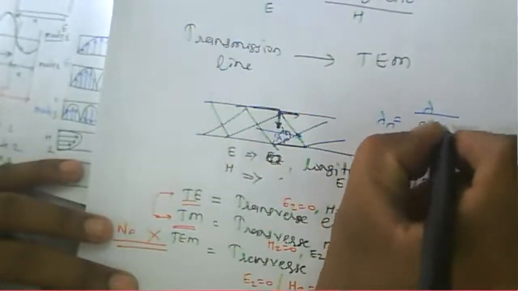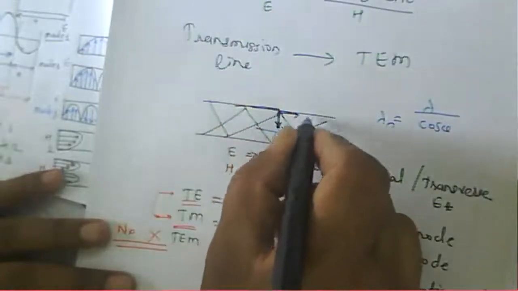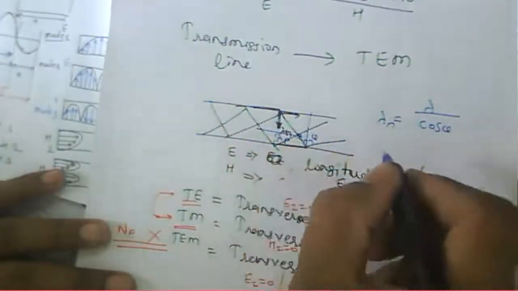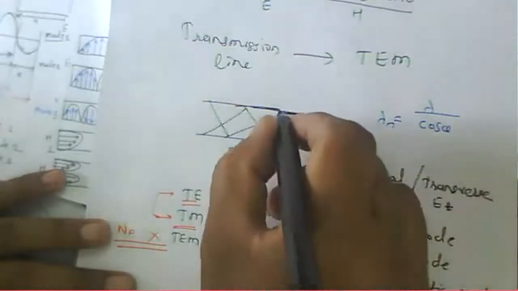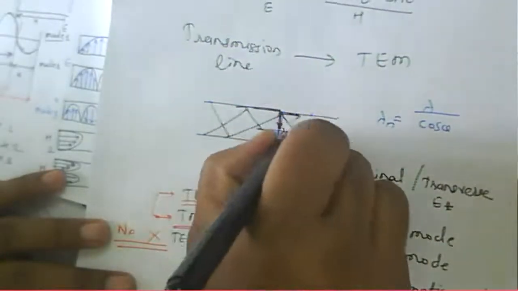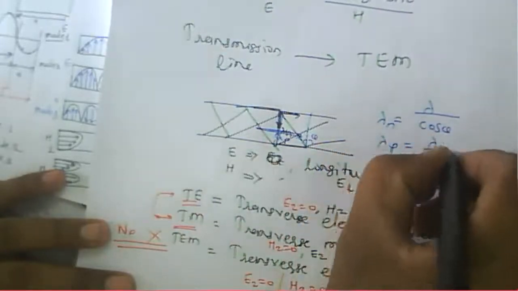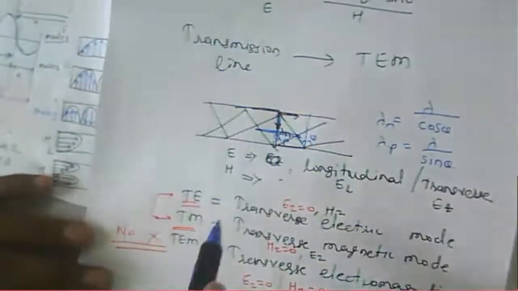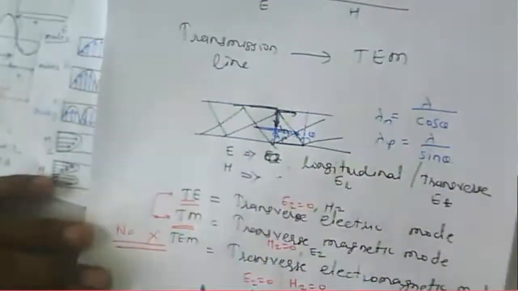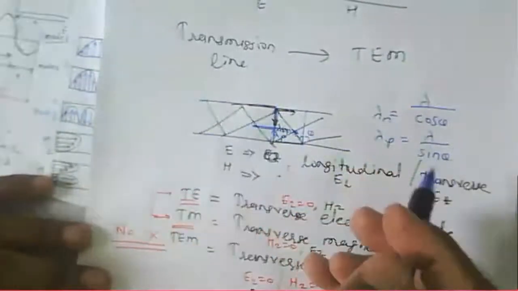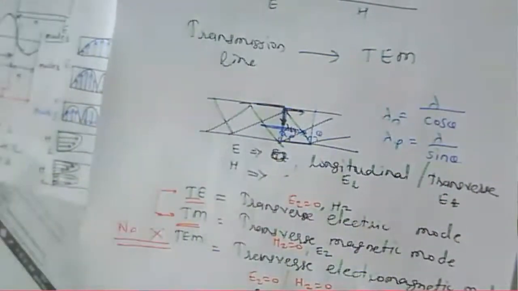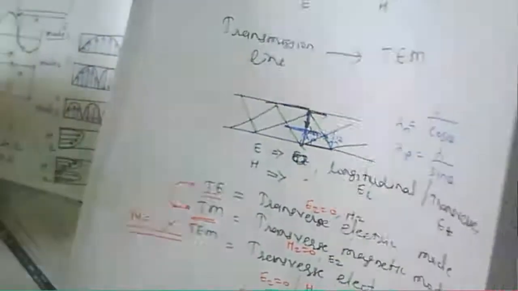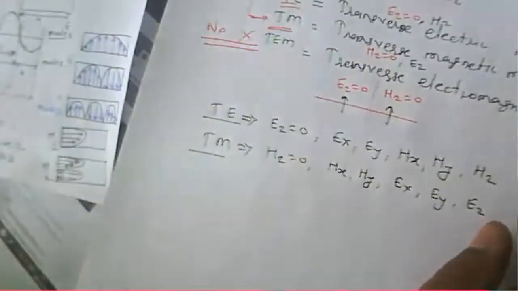So lambda times cos theta, because you can see that there will be an angle theta. So we can find out the normal: this is the normal here, and this is the parallel one. So lambda normal and lambda parallel are equal to what? Lambda times sine theta. The normal is along that particular theta, so cos theta. Opposite to it, that's why lambda by sine theta. This way we can see the different modes.